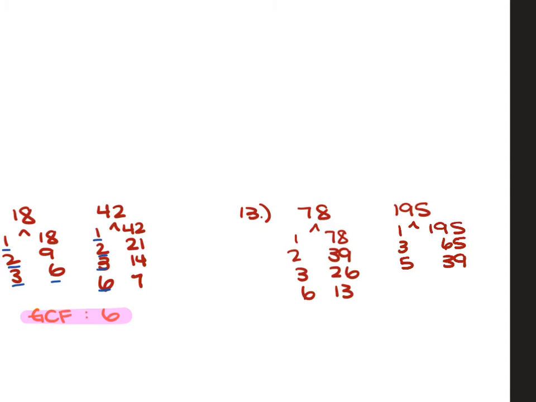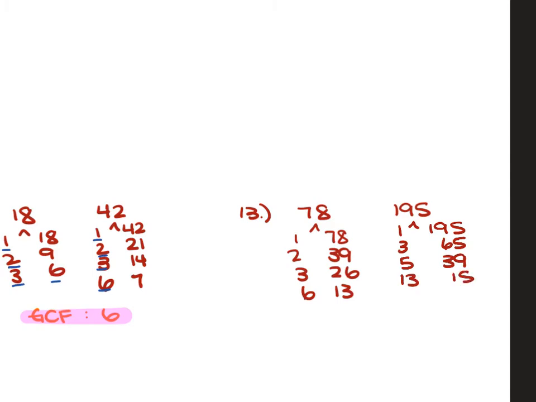195, if we divide it by 7, that doesn't go into it evenly. So I think that's all that we have. Let's try 13 as well. So 195 divided by 13 gives us 15. So 13 goes into it 15 times as well.